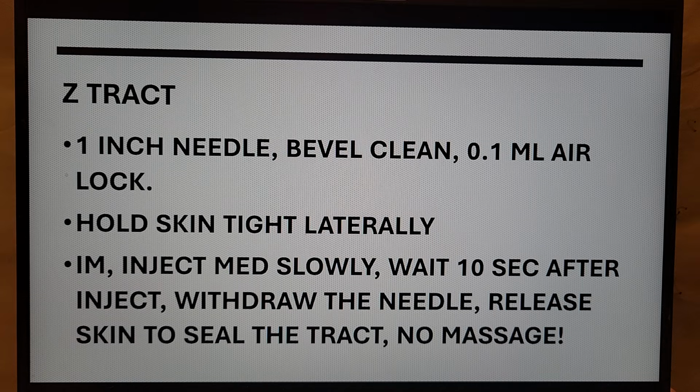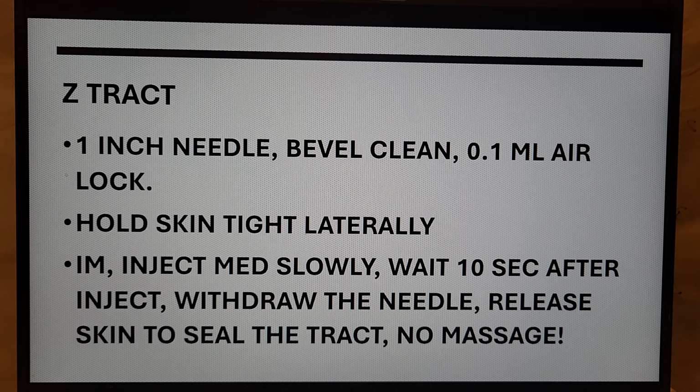You use the needle that is 1-inch. Make sure the bevel is clean. There is an airlock of 0.1 ml. Don't release the airlock, right? They purposely put air there. You hold the skin very tight, lateral. You give IM at 90 degrees. Inject the medication slowly. Wait for 10 seconds.